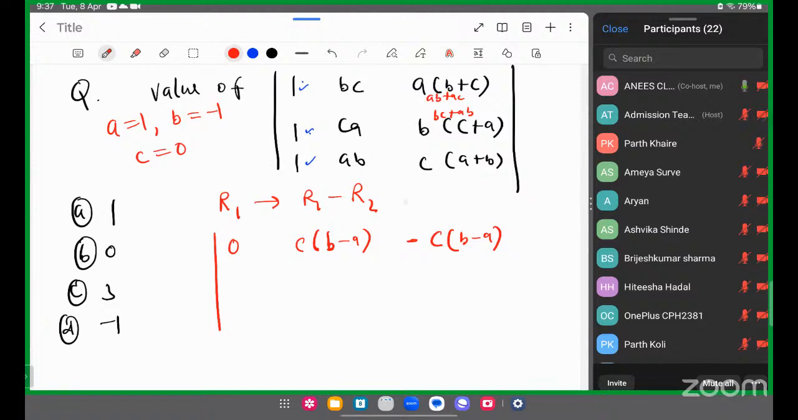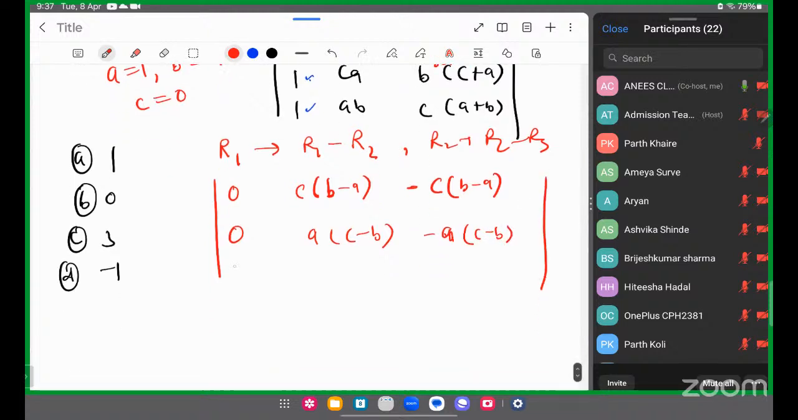Now we will do a change in R2, that is R2 minus R3. This will be 0. This will be CA minus AB and A will come out, so this will be C minus B. Now this will be BC plus AB and AC plus BC. In this case, BC will cancel out and we will be left with AB minus AC. AB minus AC, if we take minus A common, we are left with C minus B. And third row will be as it is.